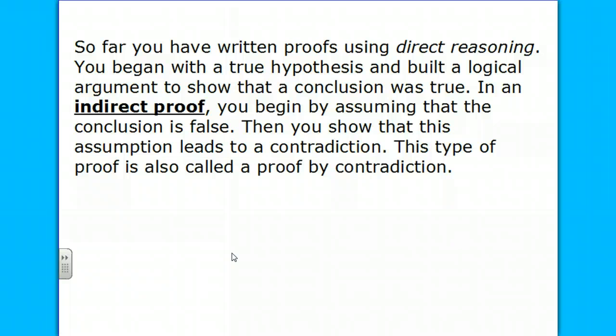So far you have written proofs using direct reasoning. You began with a true hypothesis and built a logical argument to show that a conclusion was true. In an indirect proof, you begin by assuming that the conclusion is false. Isn't that interesting? Then you show that this assumption leads to a contradiction. This type of proof is also called a proof by contradiction.